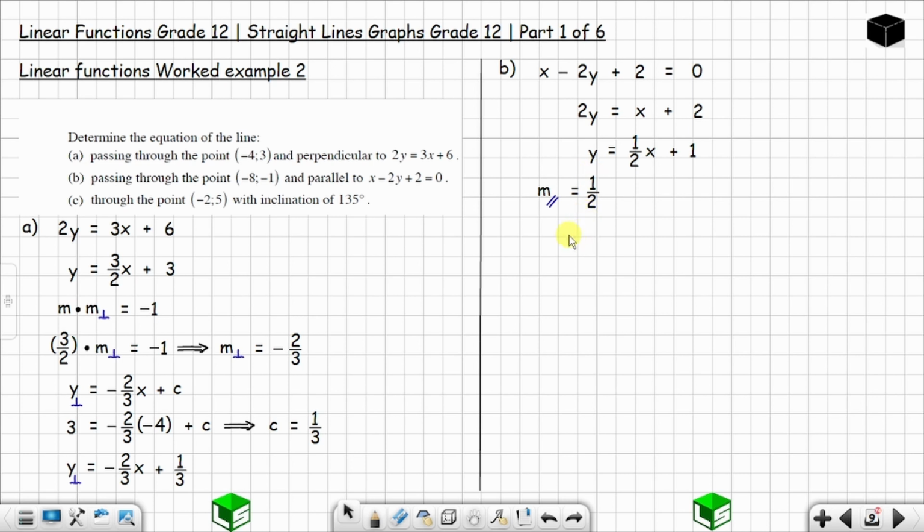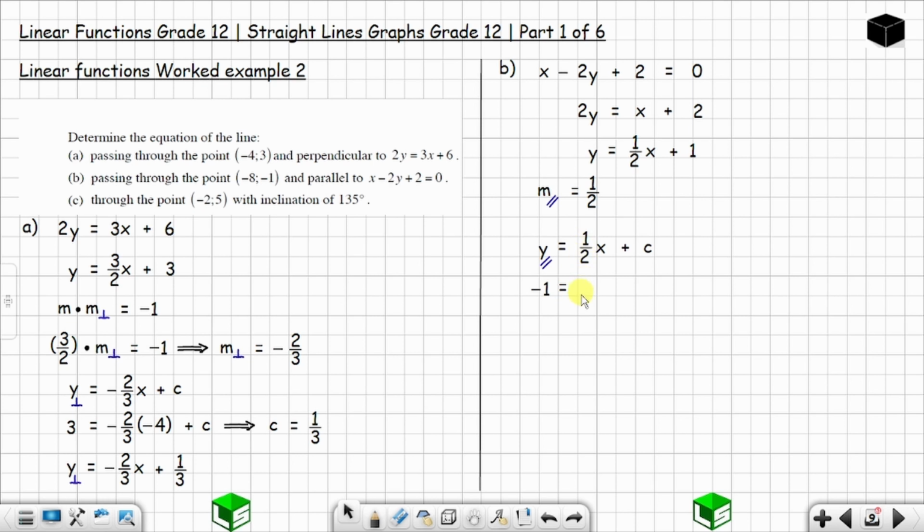Okay, so now the equation of the line which is parallel to this line is equal to 1 over 2x plus c. We need to get our c. Okay, you are told that the line is passing through this point. This is your x coordinate and this is your y coordinate. You can use these coordinates to get what? Your c. Okay, your y is negative 1.